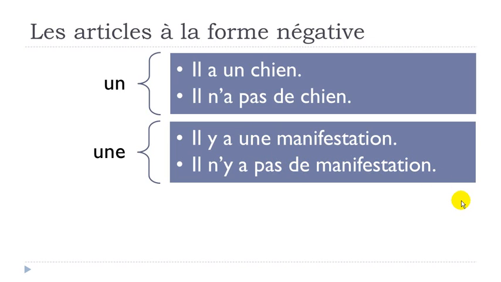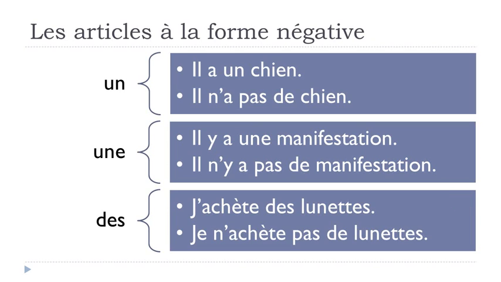All right. So what about the plural now? Des, and then j'achète des lunettes. Je n'achète pas de lunettes. Okay? Des lunettes, glasses. Acheter, to buy. J'achète des lunettes. So you can see that it will be exactly the same rule. So des becomes de. So what we've got here, un is becoming de, then une is becoming de, and after that you've got des, and it's becoming de as well. And this is for what we call les articles indéfinis, so a in English.